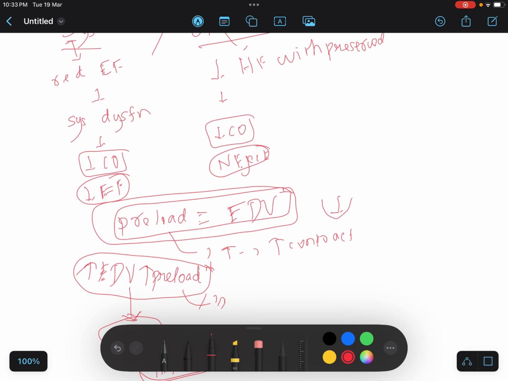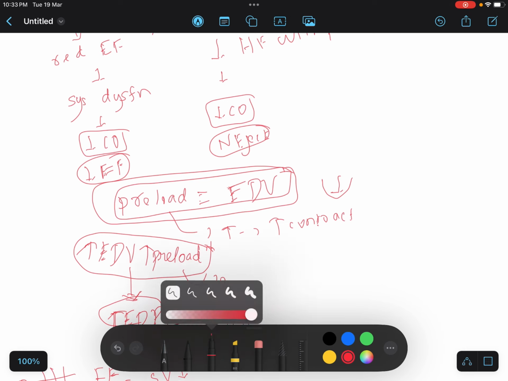Before that, we are going to see preload. Preload is equal to end diastolic volume. What is preload? At the end of diastole, there is some blood present in the ventricles, either right or left ventricle. That blood in the ventricle is the preload. We can say the blood present in the ventricle before the heart contracts is called preload. If the preload increases, the cardiac output increases in normal people.